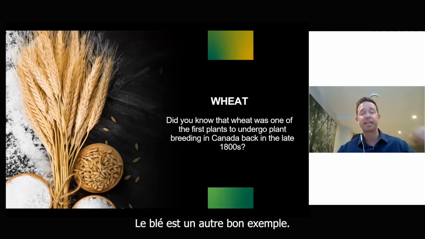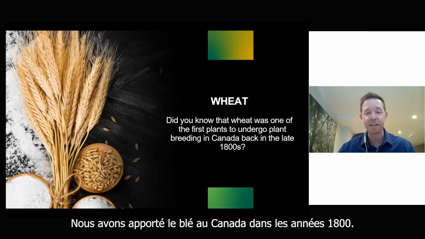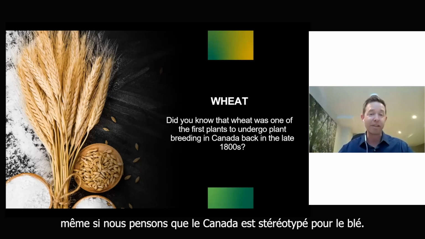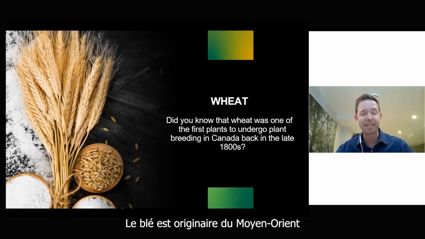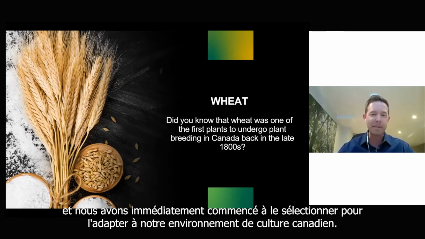Wheat is another great example. So we brought wheat to Canada in the 1800s. It doesn't originate here, although we think of Canada as stereotypically about wheat. Wheat originated in the Middle East, and immediately we started breeding it to fit in our Canadian growing environment.